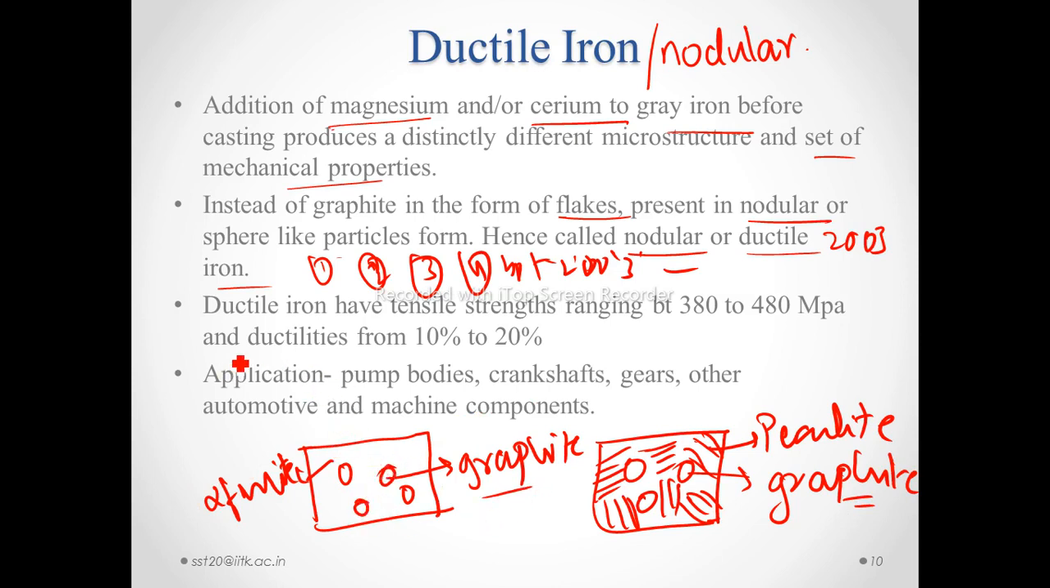Due to this nodular graphite, ductile iron has a tensile strength of 380 to 480 megapascal, and the ductility varies from 10 to 20%. Due to this, it has more application in pump bodies used in agricultural and other industries, and crankshafts, gears, and other automotive parts and machine components are made of this ductile iron.